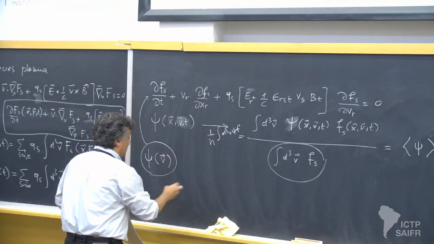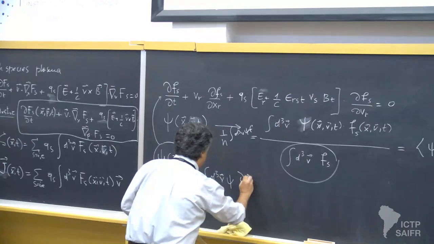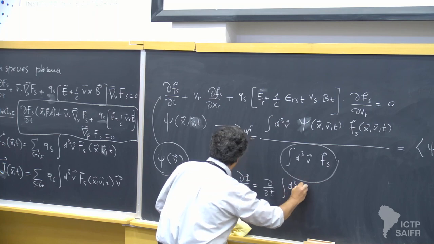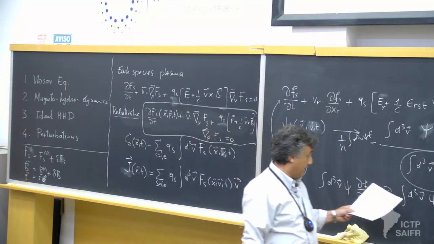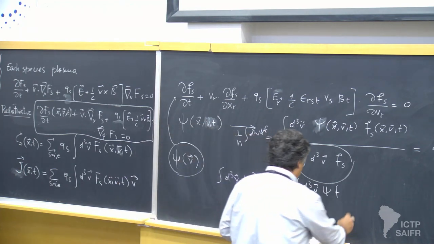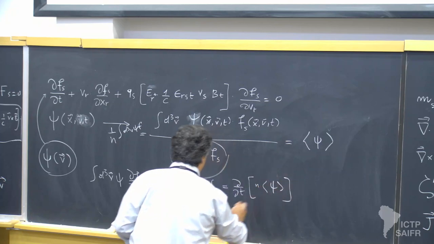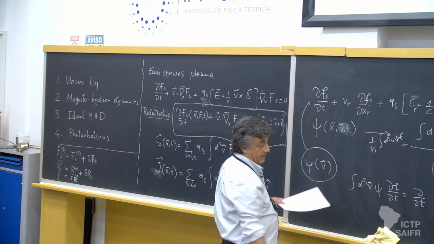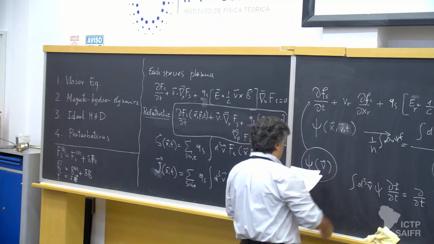So, for instance, the first term will be the integral in d3v of psi of v times df in dt. But this is d in dt of the integral in d3v of psi f. You see this is exactly n times the mean value of the psi that we defined before. So this is simply d in dt of n times the mean value of psi. So this first term gives me something like that. And psi, again, is completely arbitrary so far. Then, for instance, the second term. Let's see what would happen there.